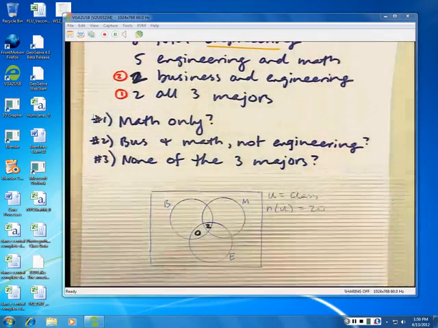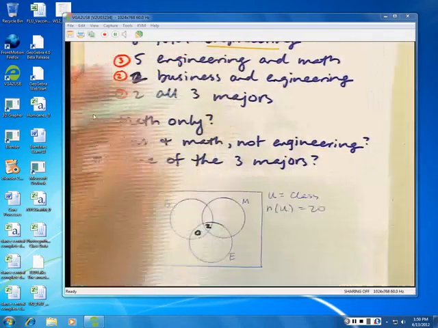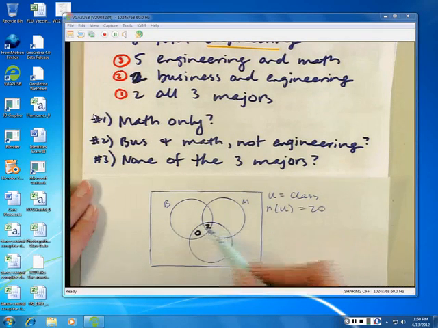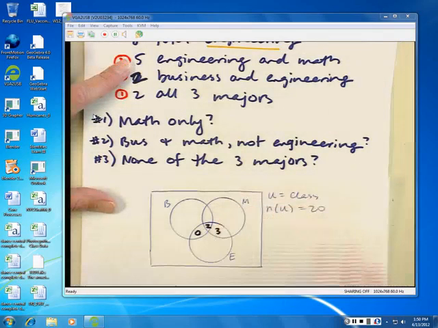Let's look for another intersection of 2 sets. Engineering and math, there's another one. So number 3. So engineering and math. Engineering and math is this football shape right here. I've got 2 so far. I need 5 total, so I need 3 more. So I've got that one.